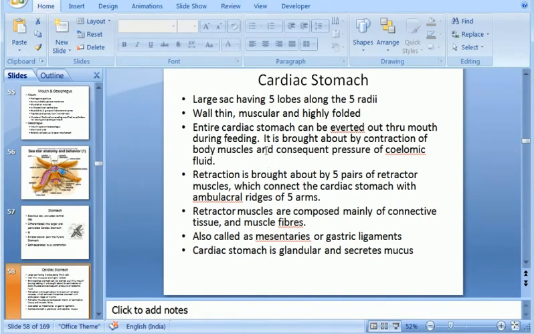It is brought about by contraction of body muscles, the body muscles we have just seen in the section of the body wall, and the consequent pressure of the coelomic fluid. These two important forces bring about the everting out of the cardiac stomach through the mouth. Then it can be retracted back. The retraction is brought about by five pairs of retractor muscles, which connect the cardiac stomach with the ambulacral bridges of the five arms. It is at this point that these muscles are inserted, and contraction of these muscles brings the whole thing back into the central disc. Only the cardiac part is everted out. The retractor muscles are composed mainly of connective tissue and muscle fiber, and they somewhat look like mesenteries, which is why they are also called mesenteries or gastric ligaments. That brings about the retraction of the cardiac stomach.